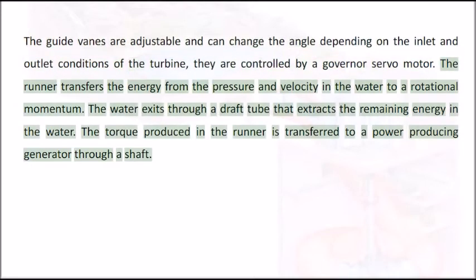The runner transfers the energy from the pressure and velocity in the water to a rotational momentum. The water exits through a draft tube that extracts the remaining energy in the water. The torque produced in the runner is transferred to a power-producing generator through a shaft.